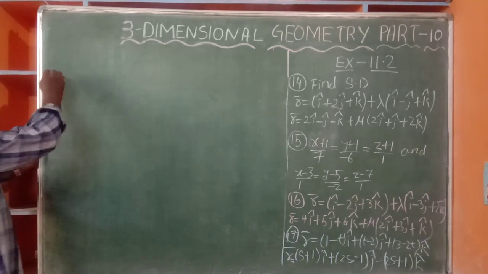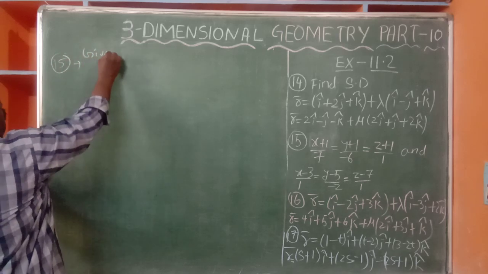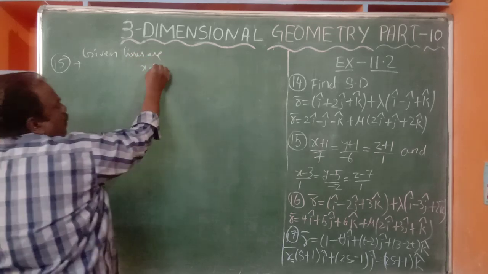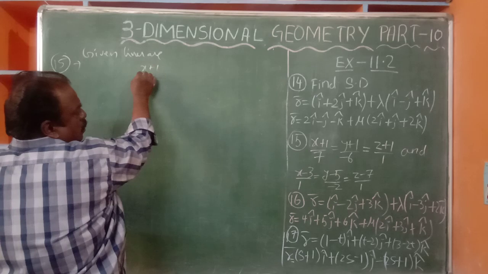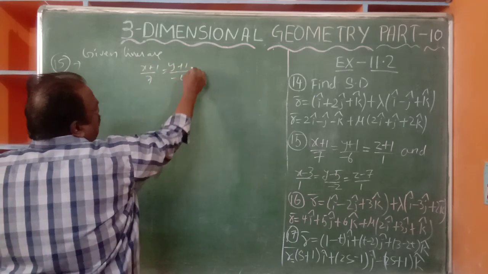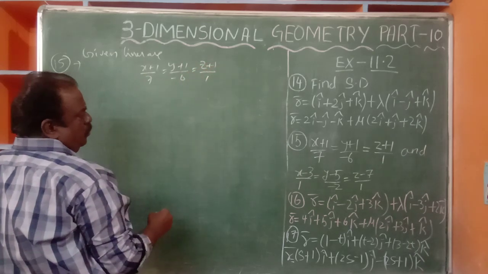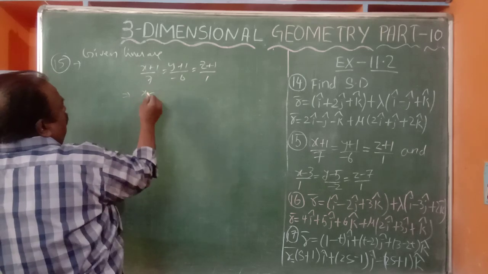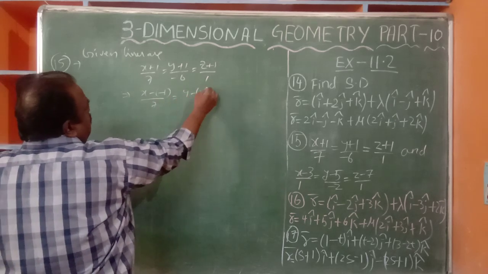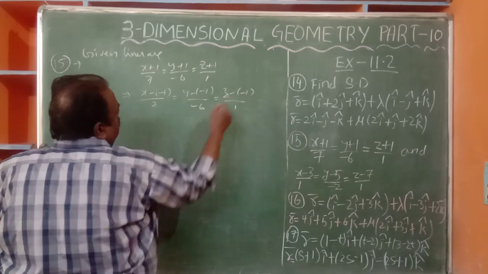Okay, 15th question. Given lines x plus 1 by 7 is equal to y plus 1 by minus 6 is equal to z plus 1 by 1. You see, here only I want to change: x minus of minus 1 by 7, y minus of minus 1 by minus 6, z minus of minus 1 by 1.